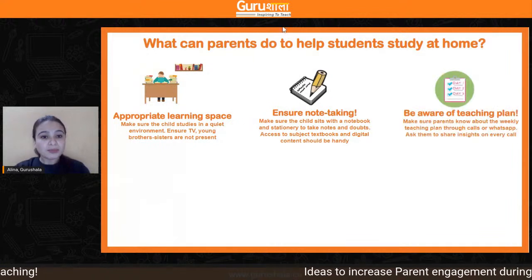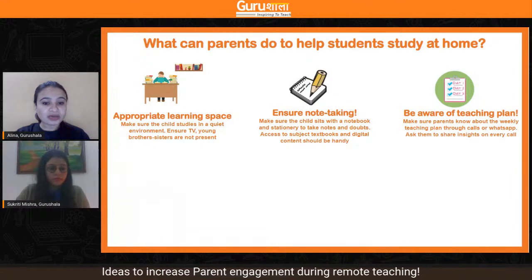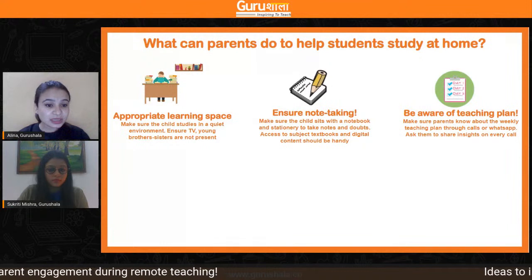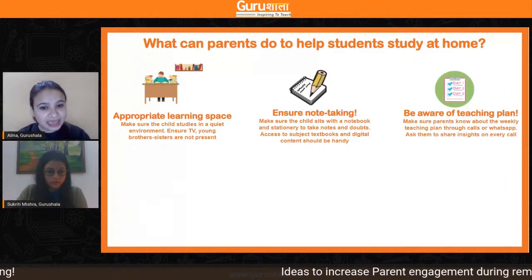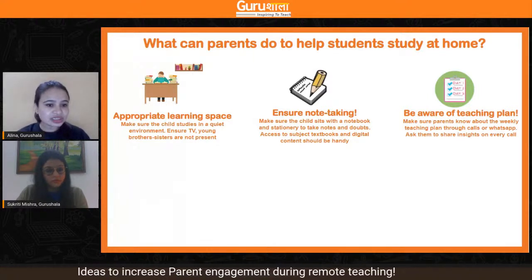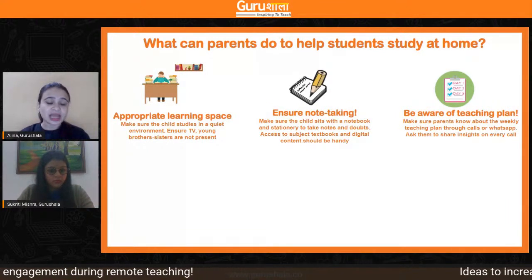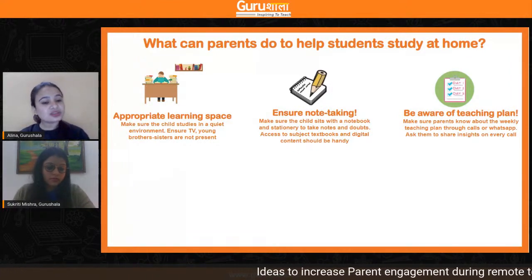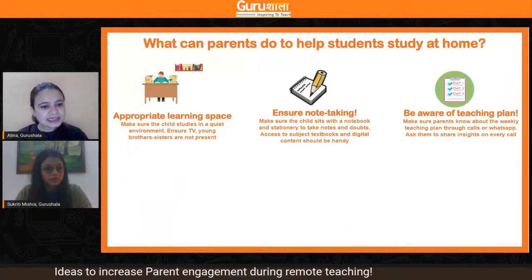And then if we move ahead and talk about the third element, that is, be aware of a teaching plan. This is a very important point, that parents can themselves create a teaching plan, or as teachers we can also create a teaching plan and share it with the parents of our students. We can share it on a weekly basis, we can also share it on a daily basis.